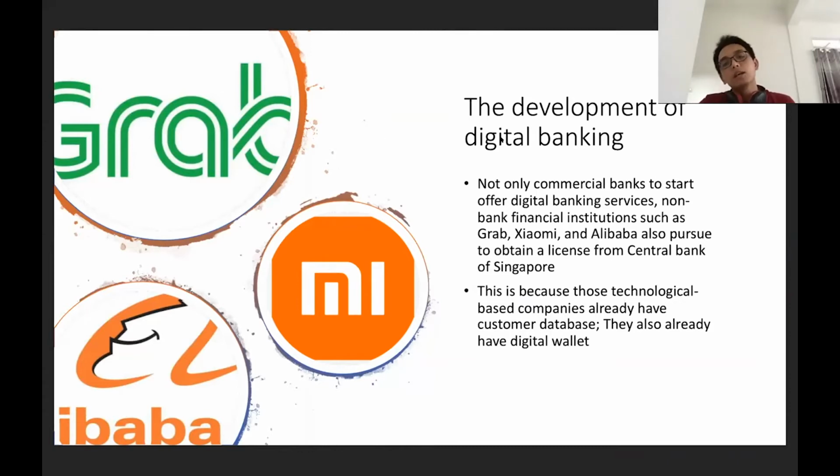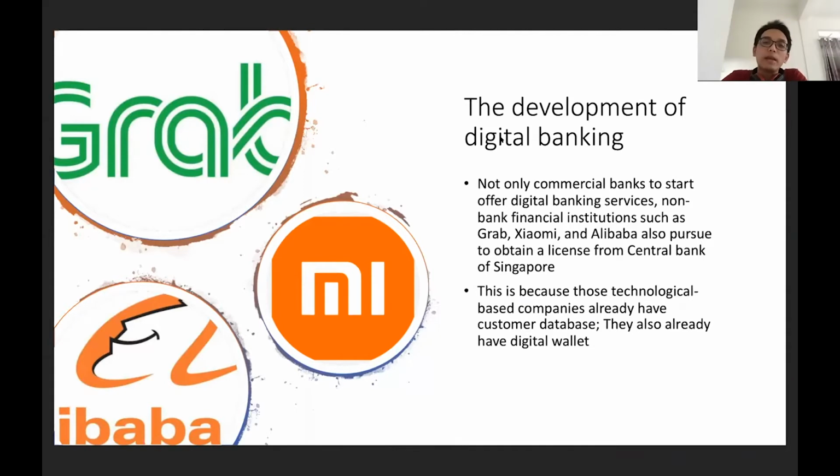Okay, now we move to digital banking. Previously, we might expect that digital banking would only be offered by commercial banks. If a commercial bank offers digital banking, it's a must. They don't have any choice, as we discussed previously. But now, not only commercial banks, even some technological companies, like Grab, the ride-hailing application, and then Alibaba, who doesn't know about Alibaba, and then Xiaomi, one of the mobile phones that has become the favorite for students. When I was a student, I also used Xiaomi, and I may still have a Xiaomi mobile phone, but I don't use it anymore.